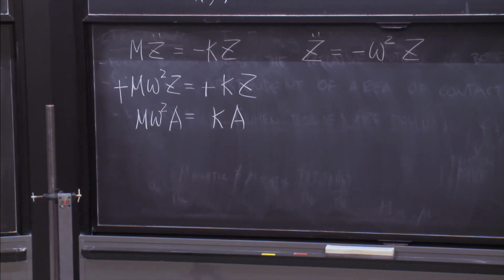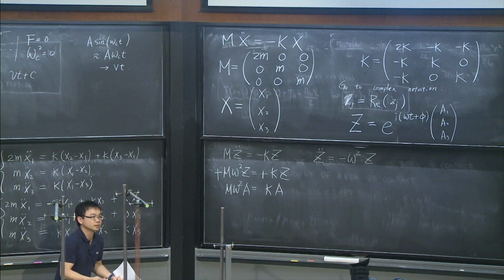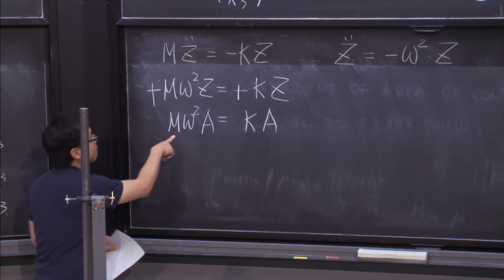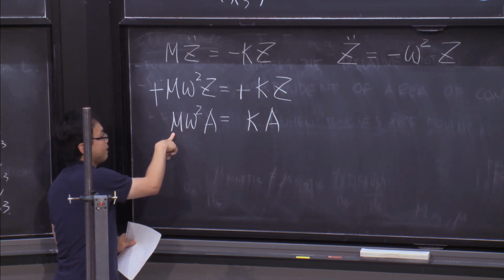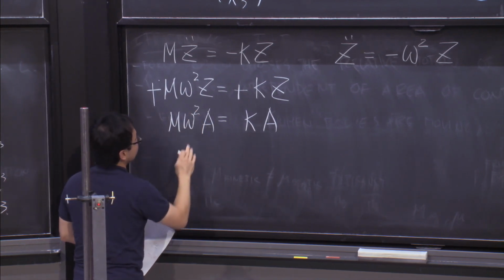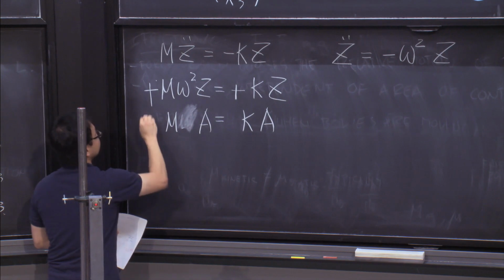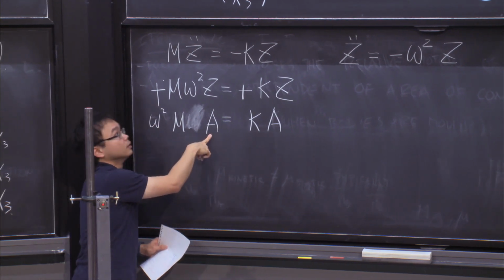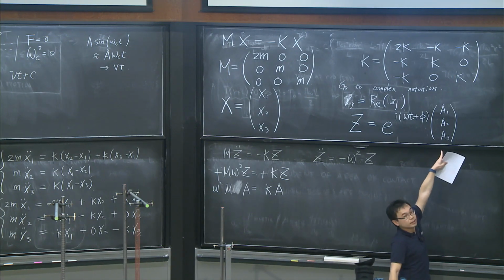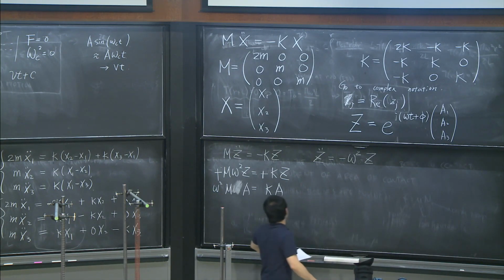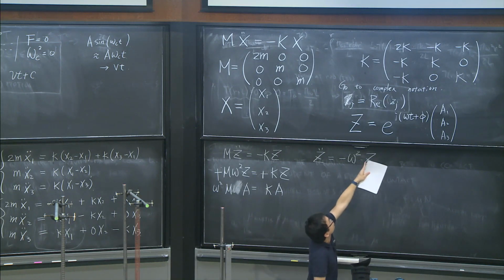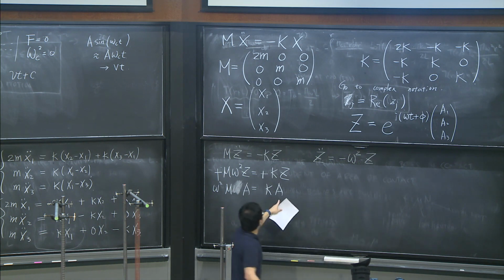I'm trying to go really extremely slowly because this is the first time we go through matrices. So now you have this expression. The left-hand side is a matrix M times some constant omega squared. I can actually get the omega squared in front of it because this is just a number. A is actually a vector, which is A1, A2, A3, also a matrix. K is how the individual components talk to each other, right? So that's there times A.